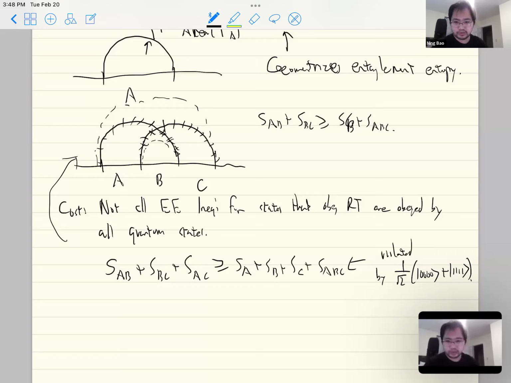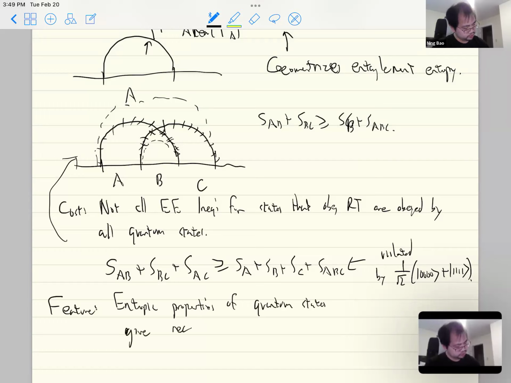So is this a bug or is this a feature? I would like to argue that you can think of this as a feature, because this means that entropic properties of quantum states give necessary conditions for holography. And this is in contrast to HPPS.